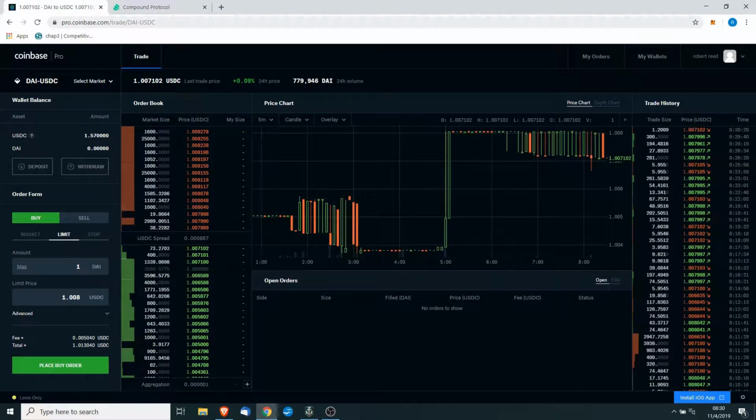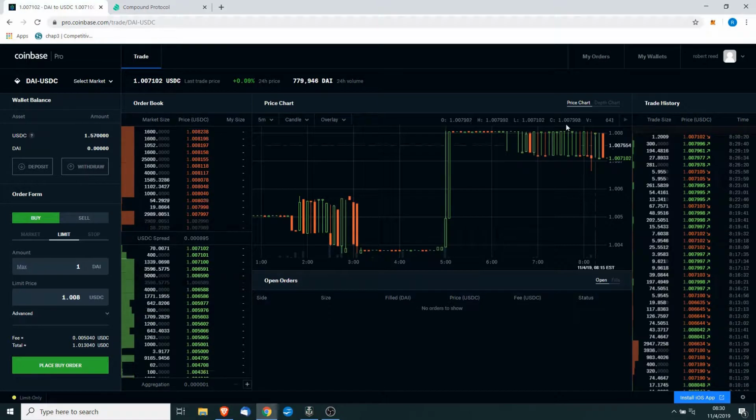Now, let's take a closer look at the website because I know it can be a little bit intimidating at first. This price chart is simply a candlestick chart of the previous prices. We don't need to worry about that too much. On the left-hand side, these are all the orders that are going on, and this trade history is the history of trades that have actually been executed.